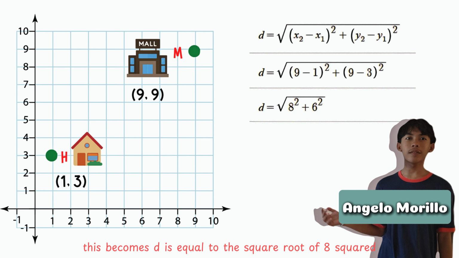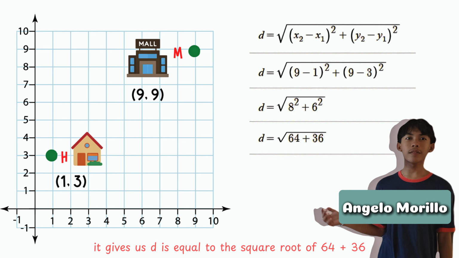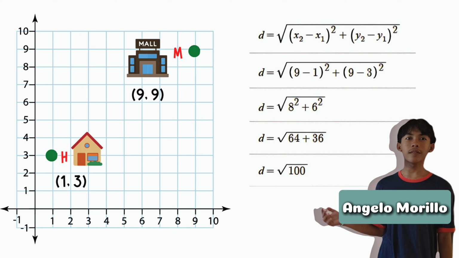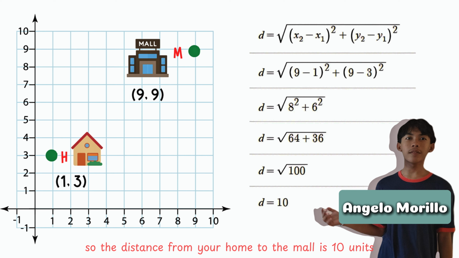This becomes d is equal to the square root of 8 squared plus 6 squared. If we square these two, it gives us d is equal to the square root of 64 plus 36. Adding these two gives us d is equal to the square root of 100. Finally, find the square root of 100, which is 10. So the distance from your home to the mall is 10 units.